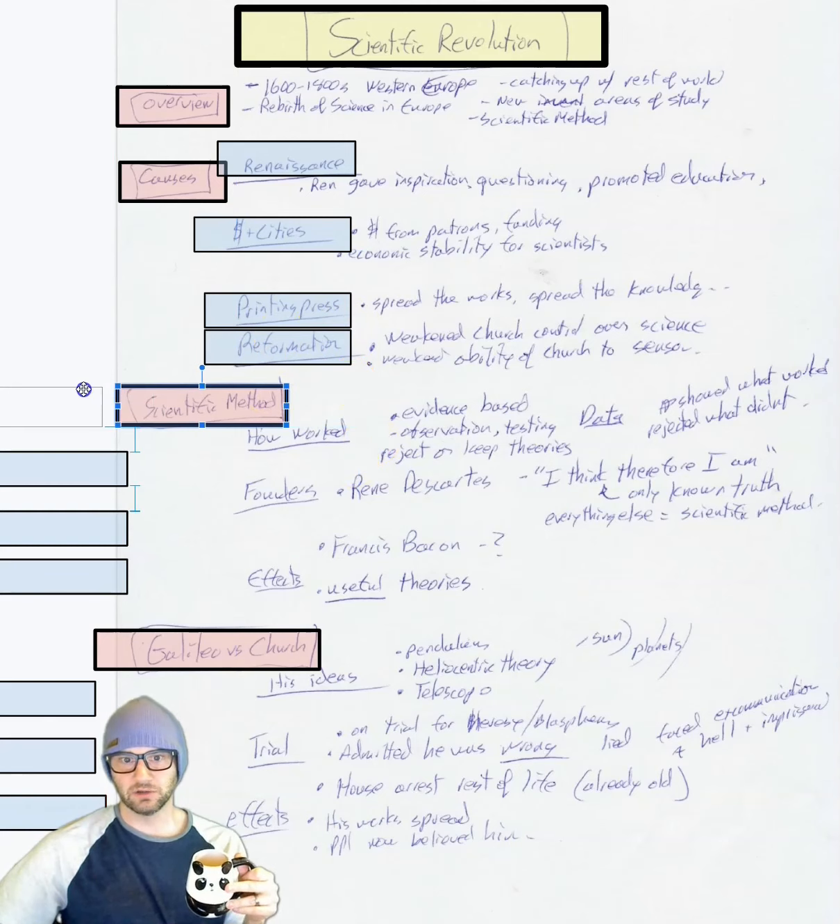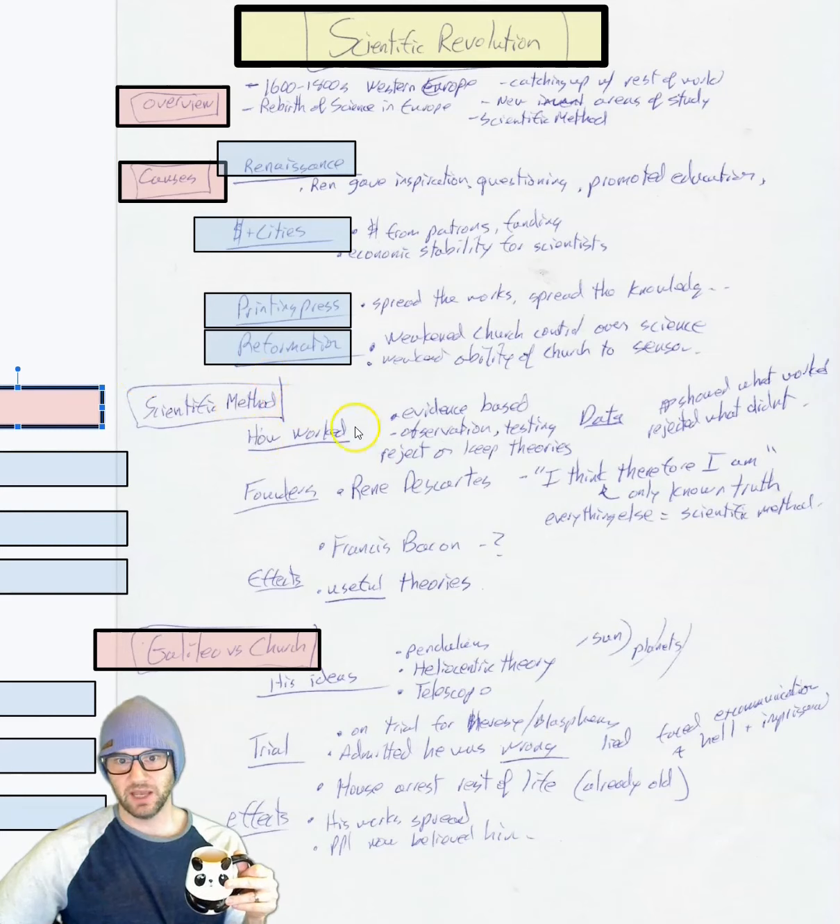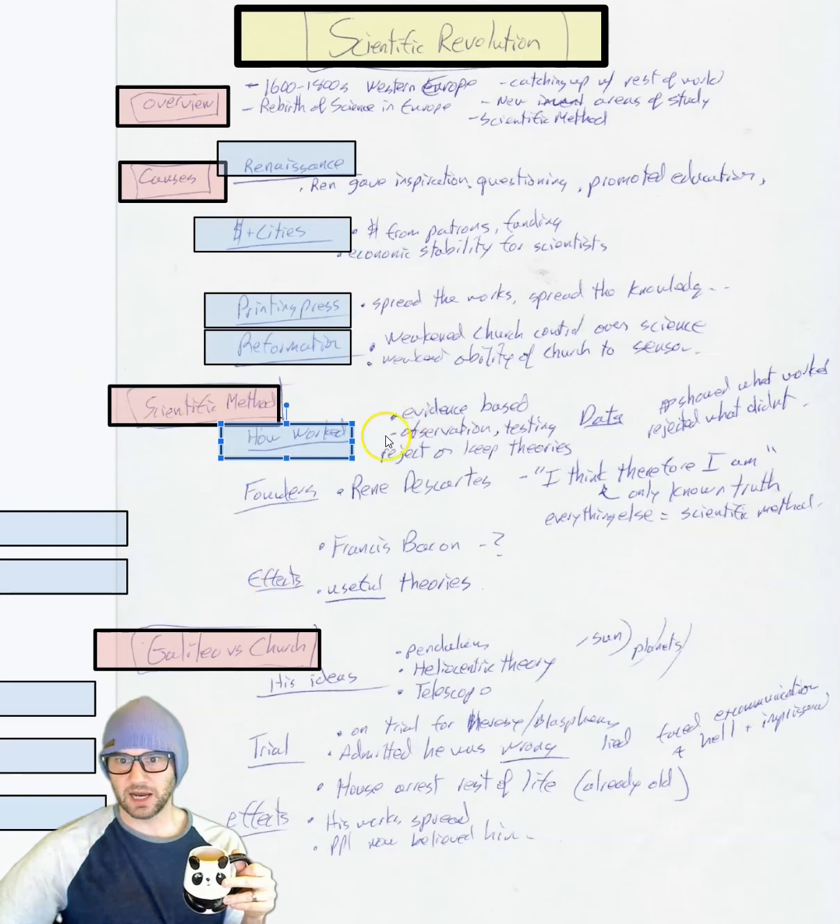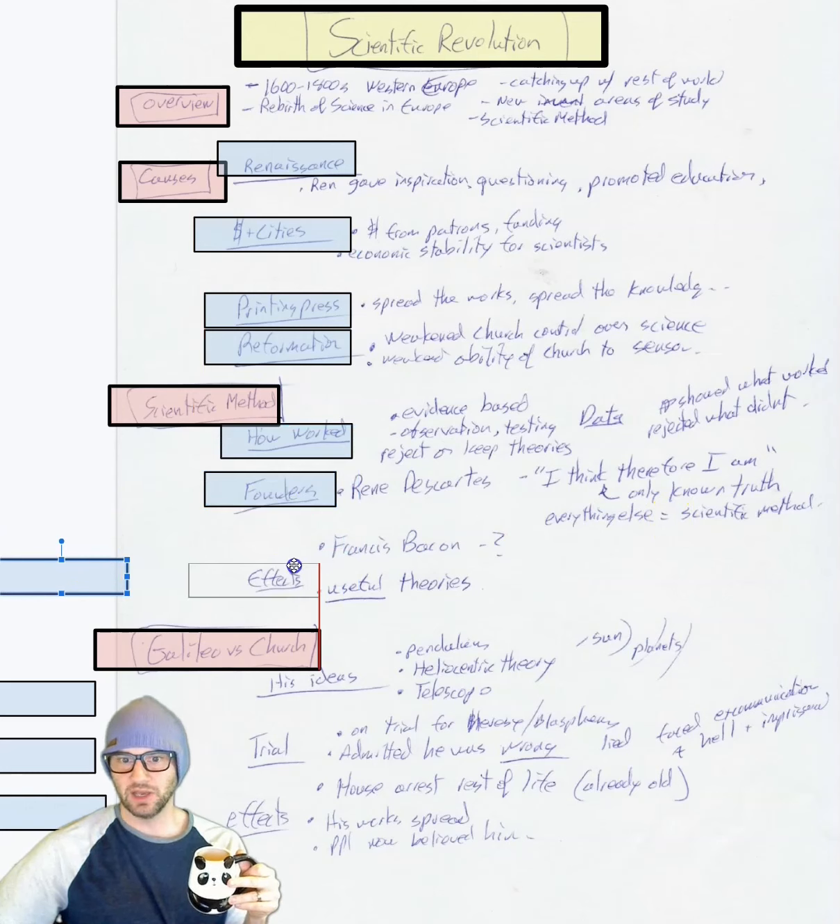So look at this. Heading, scientific method. How it worked, the founders, and the effects are the subheadings. I underline the subheadings and I put a box around the heading. And I like dashes and bullets, and I like little lines and arrows and equals. Anytime I can abbreviate something, I do. These are my notes. If it's quick, easy, and I know what I mean, it's good.